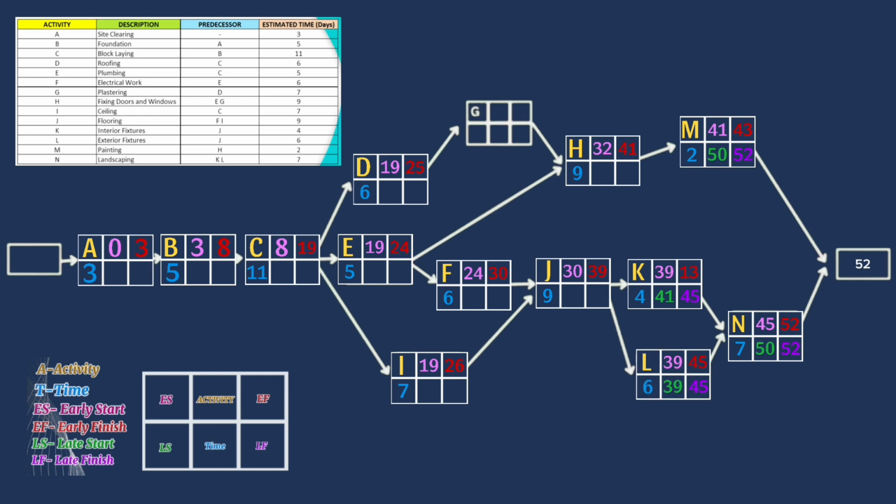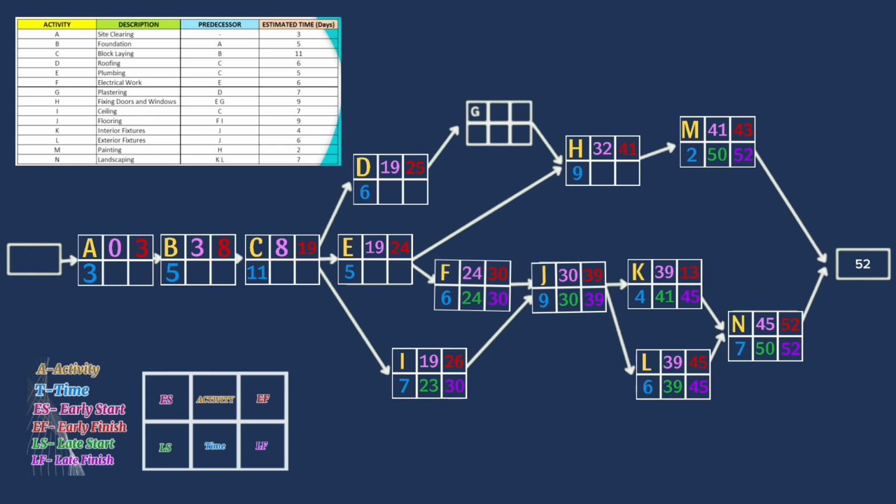Since activity J requires activities K and L, and we are talking about the backward pass, we will take the lowest value, which is 39. For activity J, 39 minus 9 is 30. Activities F and I are connected to activity J, so they'll have the same latest finish time, which is 30. For activity F, 30 minus 6 is 24. And for activity I, 30 minus 7 is 23.